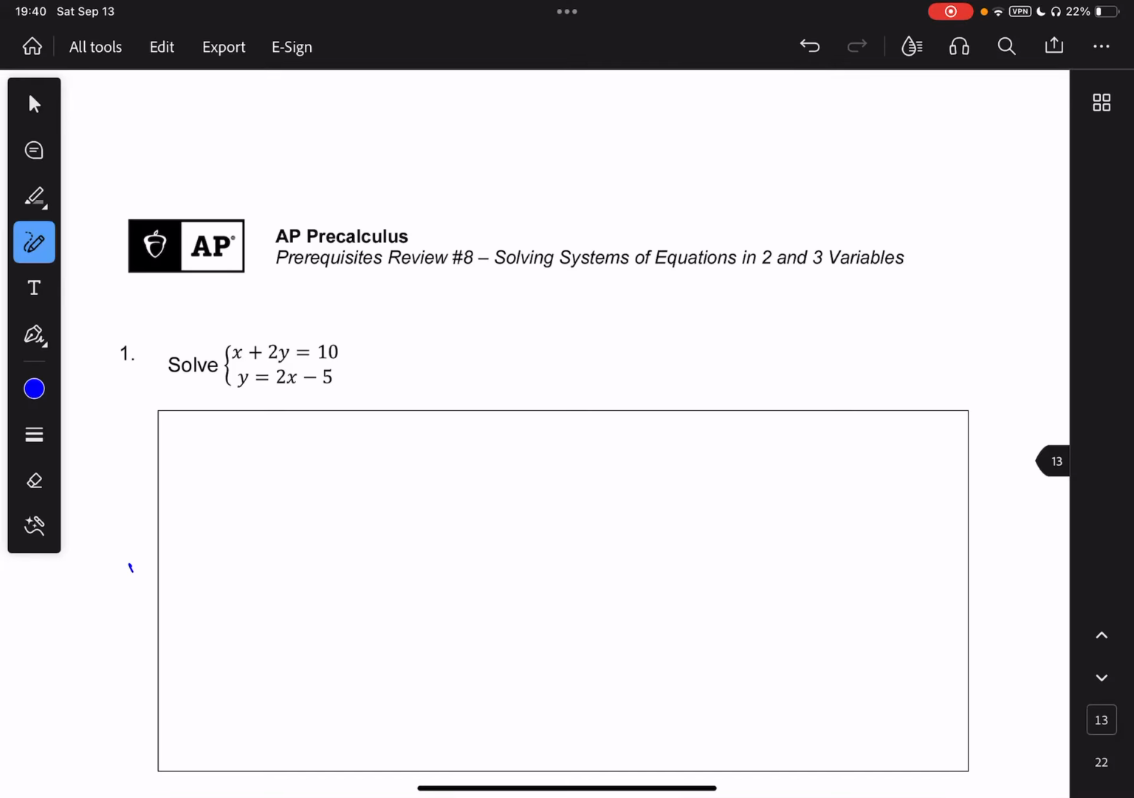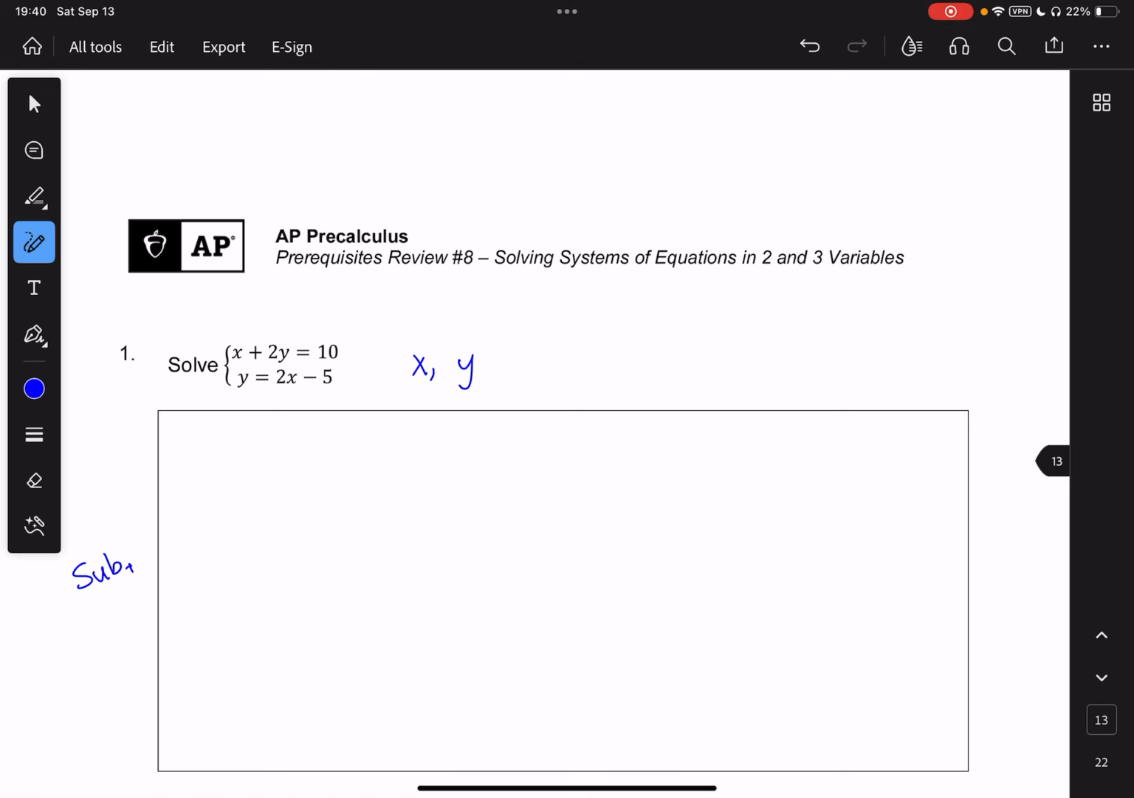Okay, so we are on prerequisites number 8, solving systems of equations in 2 and 3 variables. So the first few problems are just 2 variables. Here we have x and y. So there's a couple of ways to solve systems of equations. We could either do substitution or elimination. So let's start the first one by using substitution.